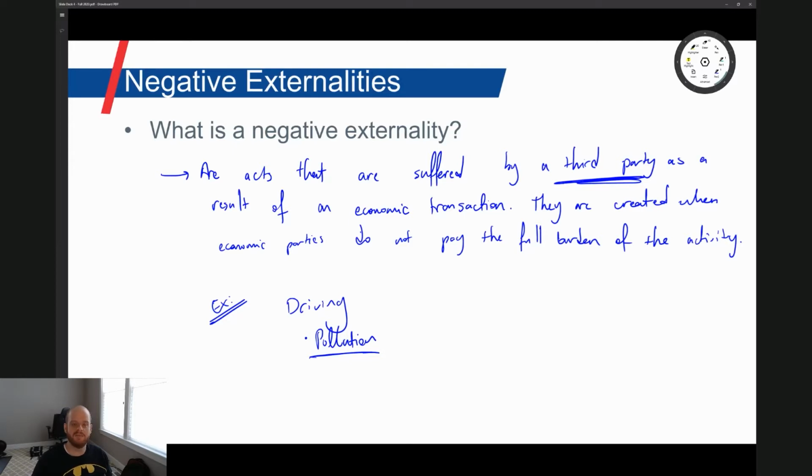We have a lot of people that live in areas with high amounts of smog that have respiratory problems, right? We have a lot of wildlife losing habitats because of expansion of transportation systems. So pollution, road construction, accidents, congestion, right? These are all negative externalities that are created as a result of driving, and they affect people that are not party to that transaction directly.